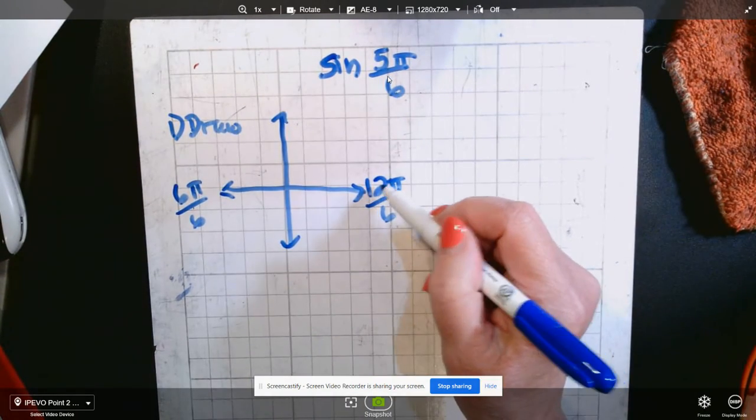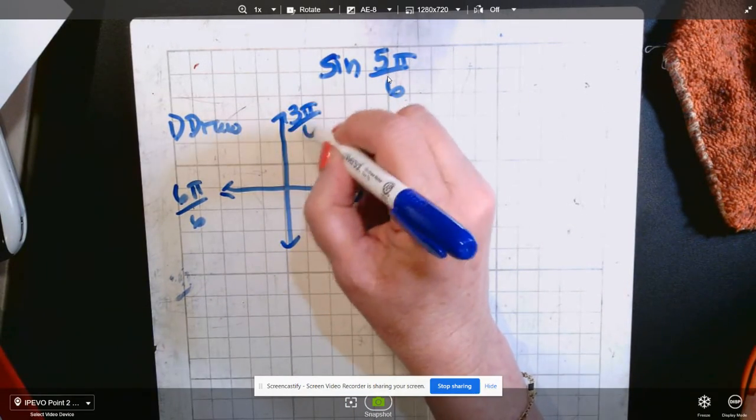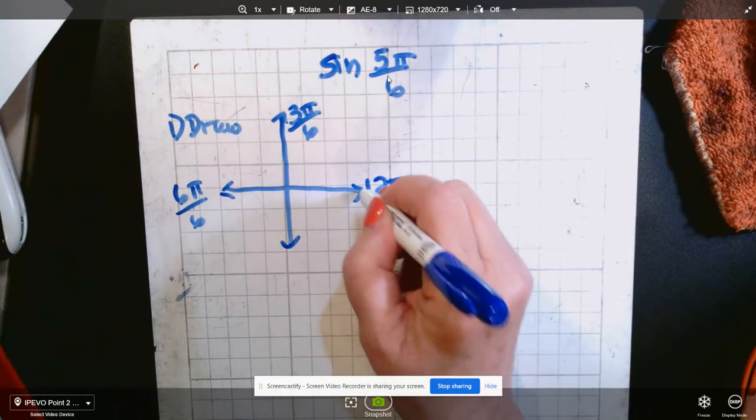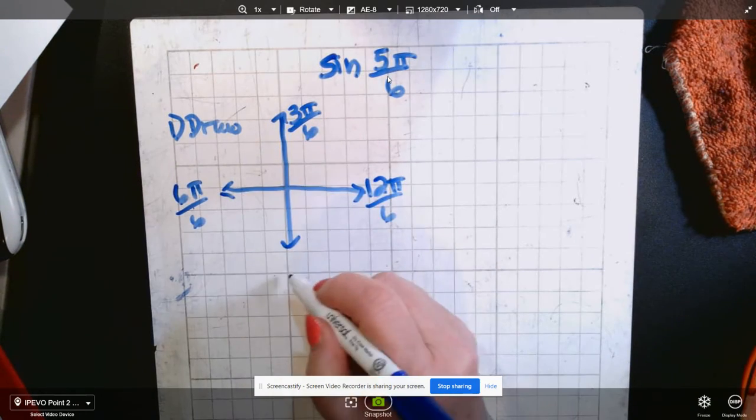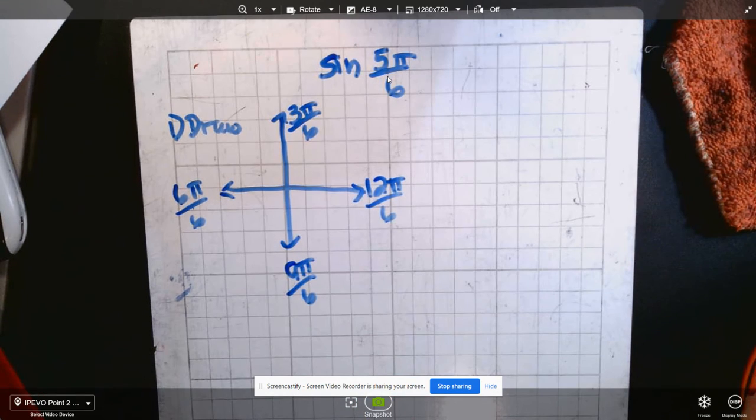Well, if this is 0 to 6 pi over 6, I know this here would be 3 pi over 6. And so here to here, I'm adding 3. If I add 3 more pi over 6 here, this would be 9 pi over 6. Well, now I have it all drawn out in terms of 6.